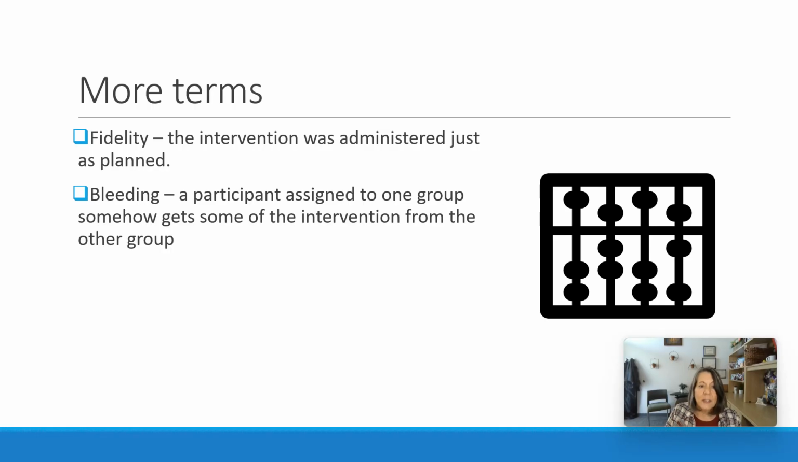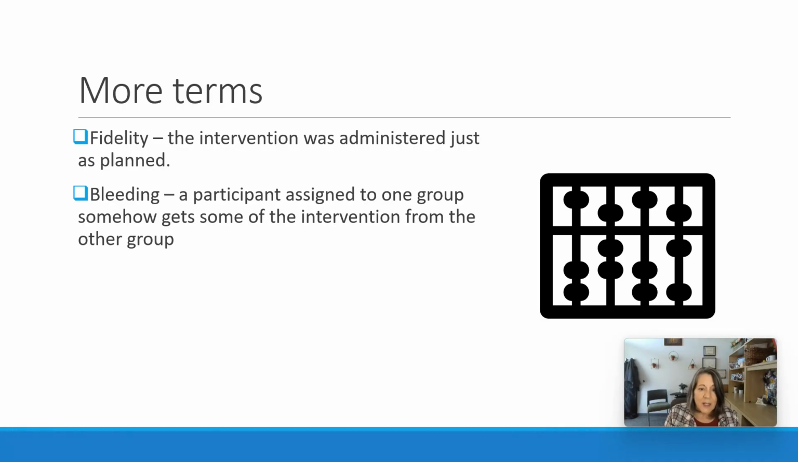Couple more terms. So when you say intervention fidelity, or when you read that in a study, what that means is that the intervention was delivered just as it was planned. So they followed the protocol. Okay, if they say it's a limitation that there was not intervention fidelity, it means that something happened, that the protocol was not carried out as it was planned.